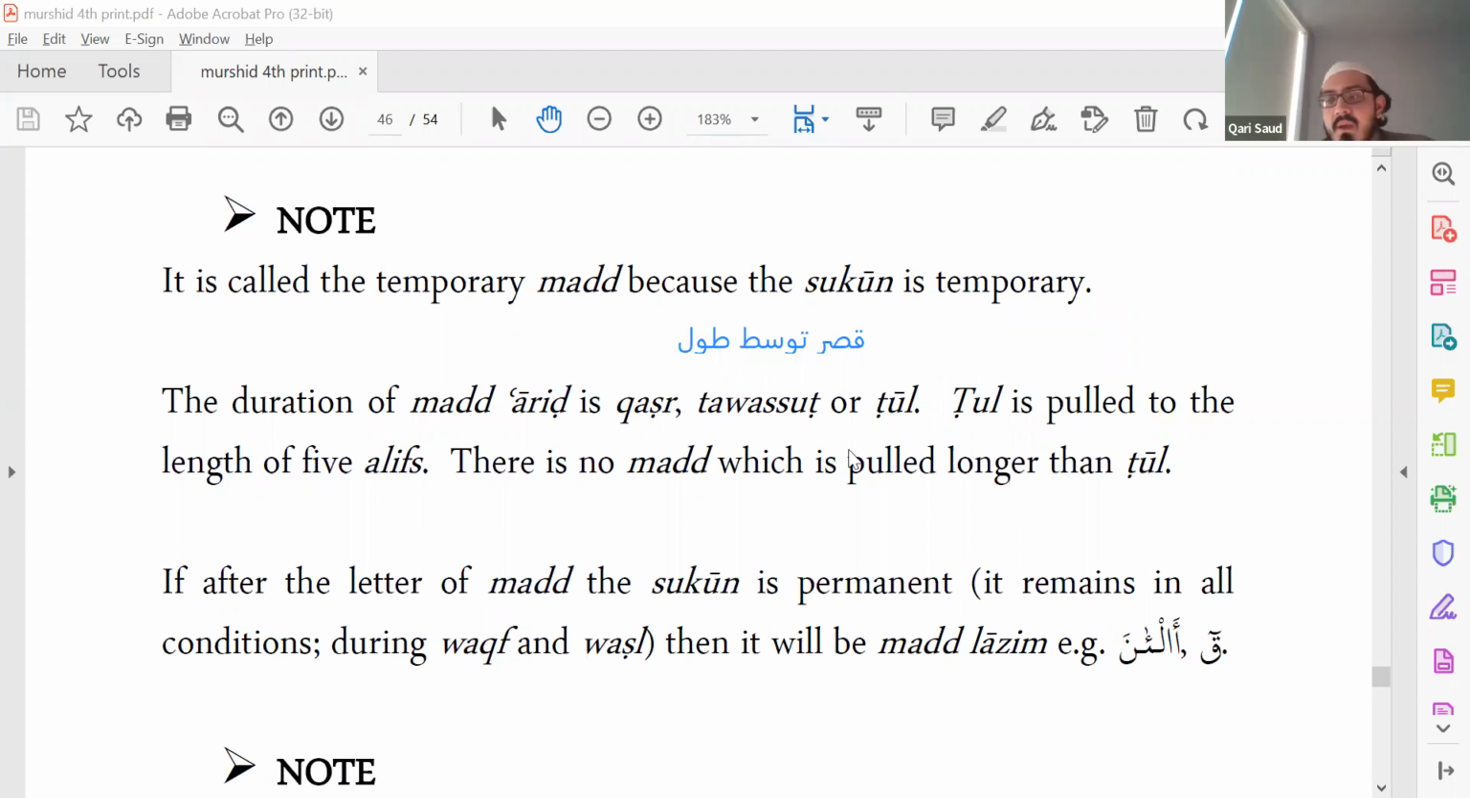So what does that mean? So you can say Maliki Yawmiddin, 1 alif, qasr. Maliki Yawmiddin, tawassut, which is 3 or 4 alifs. Or this one, you can just say tawassut. And then you can do tul, so you can do 5 alifs. Maliki Yawmiddin.